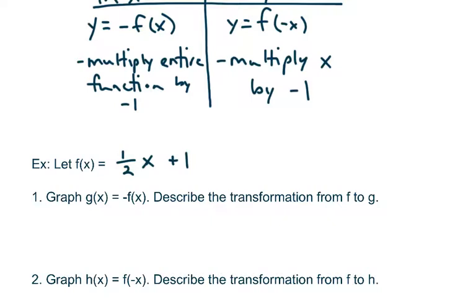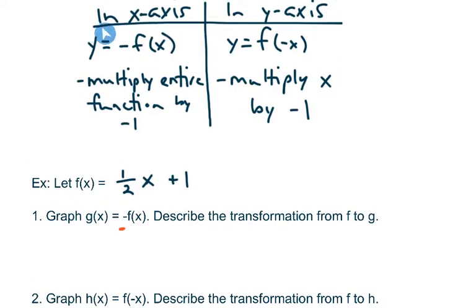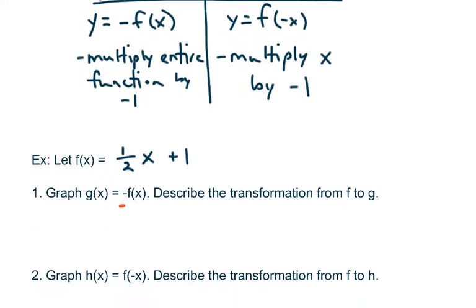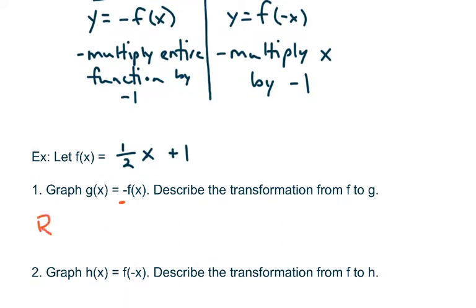this example here. So f of x is equal to 1/2 x plus 1. Number 1, graph g of x is equal to negative f of x. Describe the transformation from f to g. So the negative sign in number 1 here is outside of the function, it's to the entire function, and that one is a reflection in the x-axis. So describing the transformation is simply going to be a reflection in the x-axis. That's what we're going to do, and we'll graph it here in just a second.